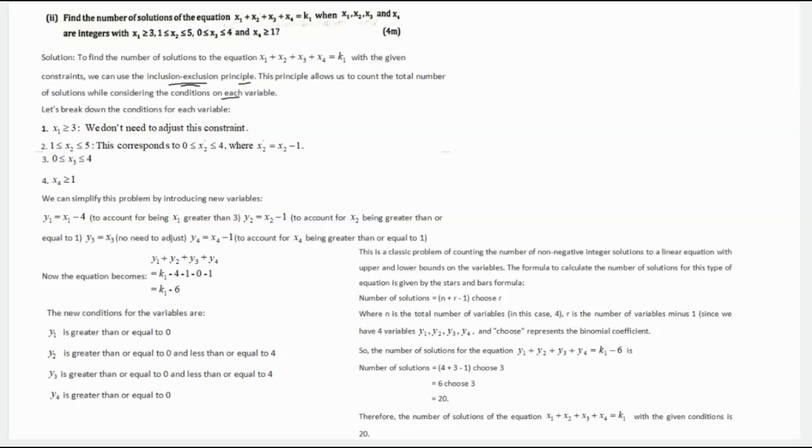We can take it as 4 plus 3 minus 1 choose 3. So 4 plus 3 minus 1, 7 minus 1 will be 6, 6 choose 3. So it will be 6C3. What is 6C3? 6 factorial means 6 into 5 into 4 divided by 3 into 2 into 1. So 3 twos are 6, the 6s get cancelled, and 5 fours are 20. Therefore, the number of solutions of the equation with the given conditions is 20.